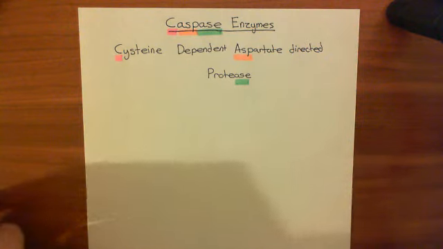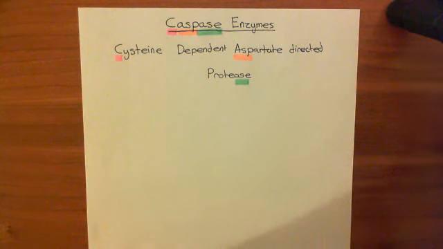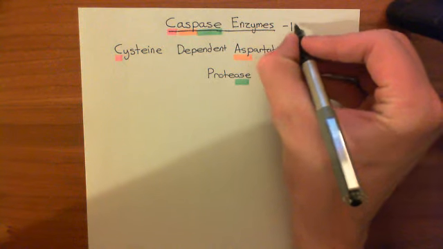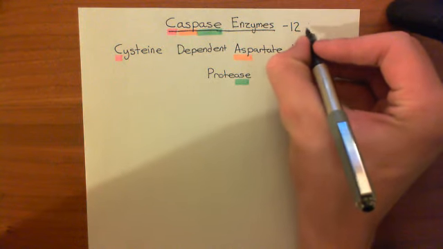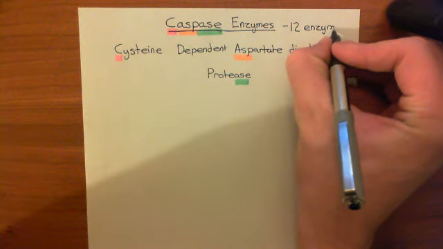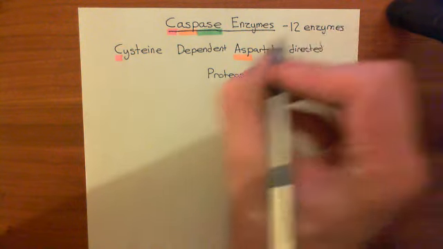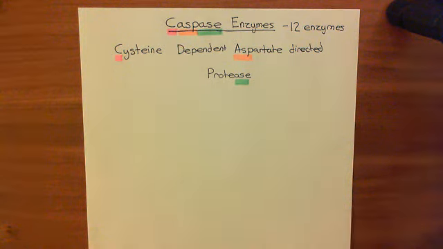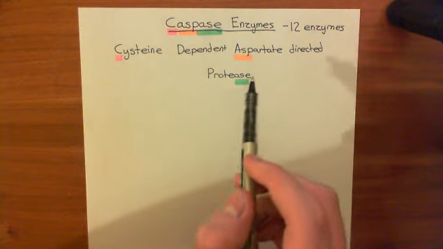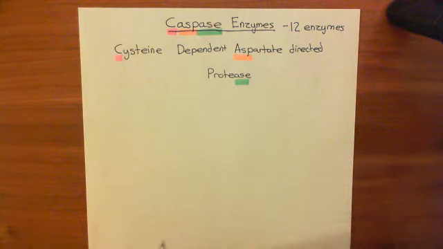And now that tells us what caspase enzymes are. And by the way, I should probably mention now that there are 12 different caspase enzymes. So it's not just one enzyme. It's a whole family of different enzymes. But they are all cysteine-dependent aspartate-directed proteases. So they're all proteases. Now, what's this cysteine-dependent aspartate-directed? That's what I want to talk about now.